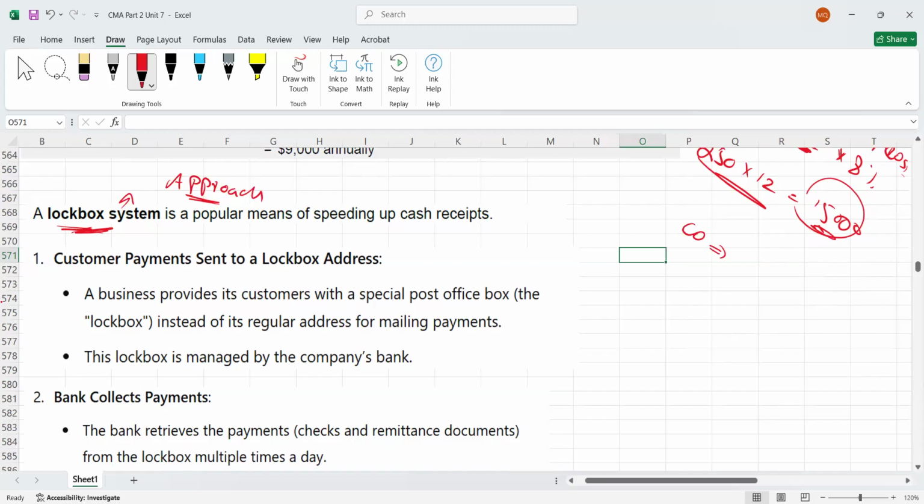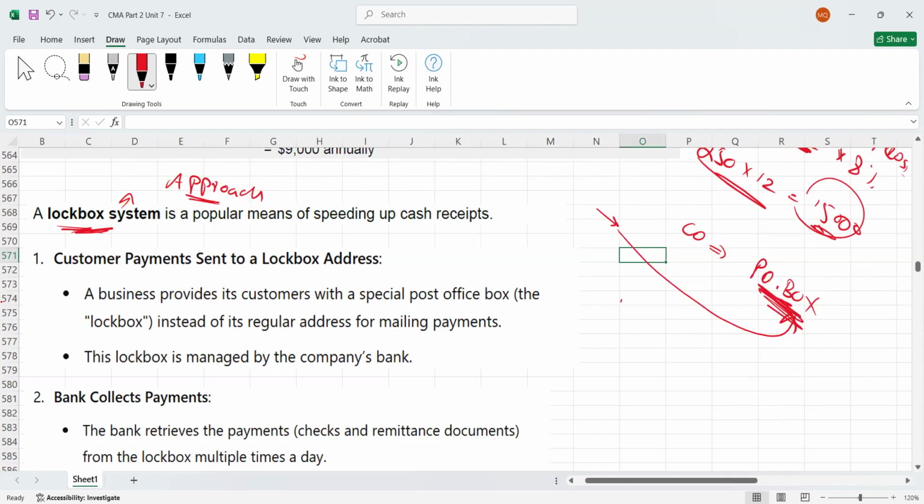So now here, in the lockbox system, the company is going to have a designated PO box, like a post office box. Okay. Now maybe in different locations. Okay. Now what? Instead of sending checks to your company, now the customer will mail the check to this box. Okay. They will send their checks to this PO box.